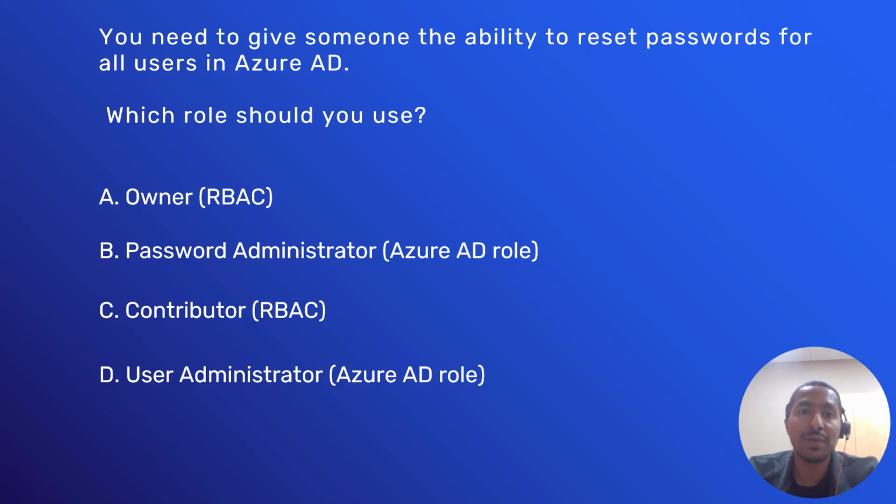Option D, user administrator. And this role is more powerful than necessary for this scenario. The user administrator can reset passwords for all users, including administrators, and also create, delete, and manage users and groups. So it would work, but it goes beyond what the question is asking. And as always, we want to apply the principle of least privilege. Give only the permissions needed, no more and no less. This makes the password administrator the better choice here.